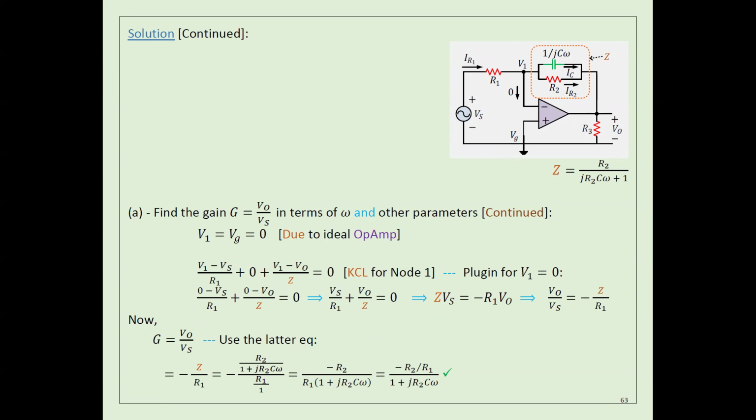But if you're assuming the current is going this way, shouldn't you keep it the same? So shouldn't it be? I moved it. This current has to be Vs minus V1 divided by R1, equal to V1 minus V output divided by Z. And then I moved it. That's why when I moved it, it became V1 minus Vs. You get what I'm saying?